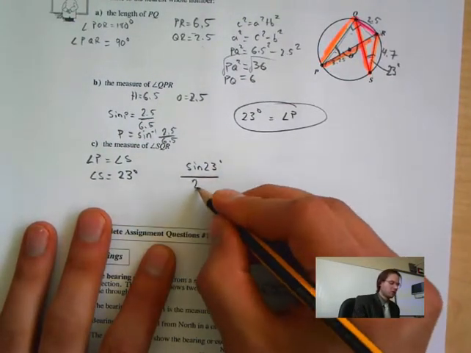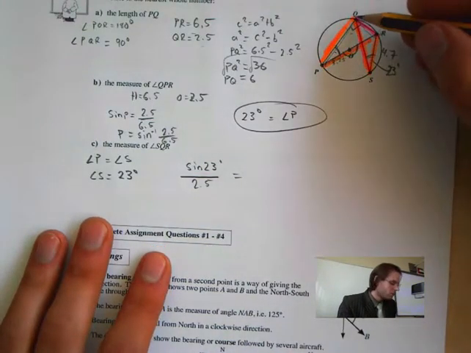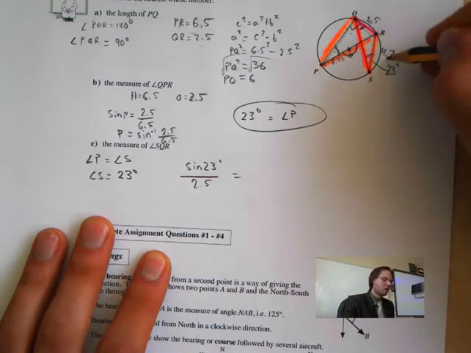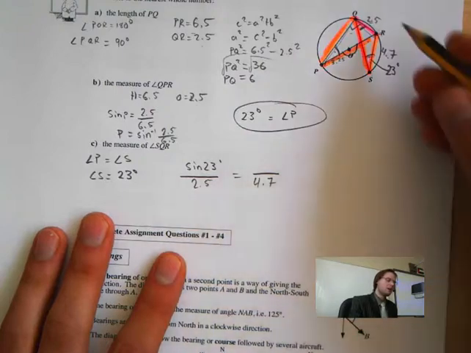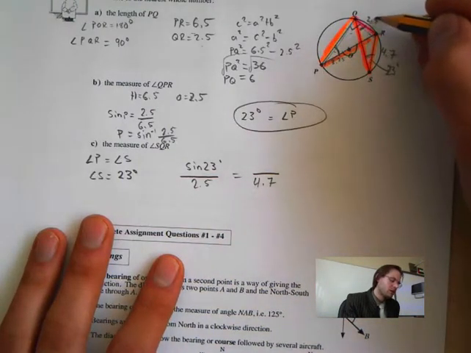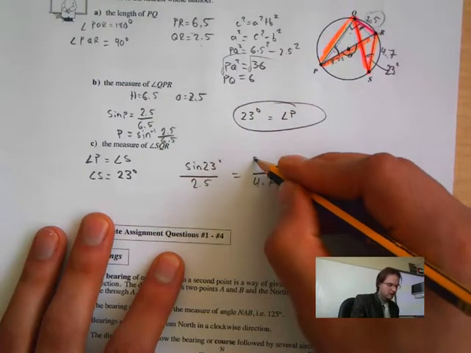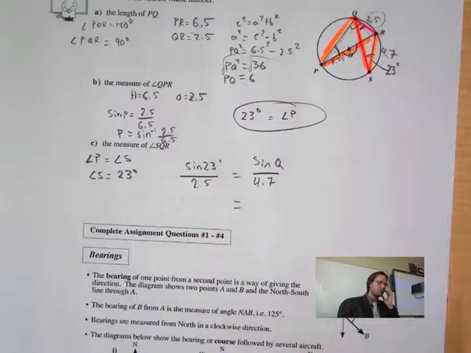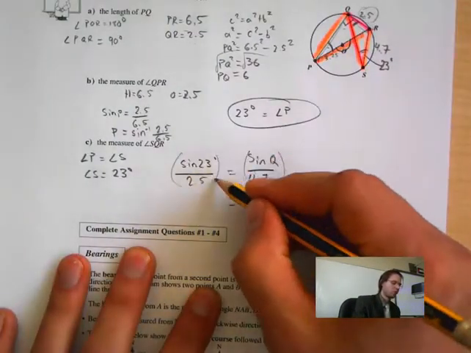all over 2.5 is equal to, well, which one do we want to know? We want to know SQR. So this is the one we want to know. We know the opposite is 4.7. And this is sine Q. Oh, sorry, and this is going to have to be 2.5. So we're trying to find that angle. Now to solve for this, we just have to isolate for Q. So first we're going to multiply both sides by 4.7.